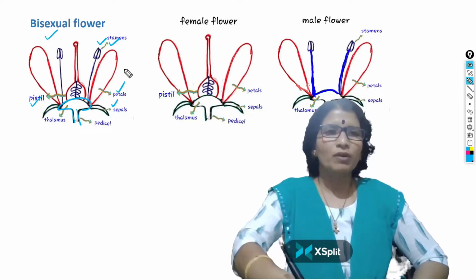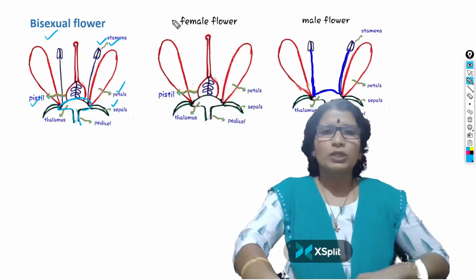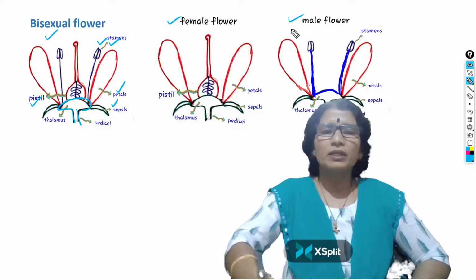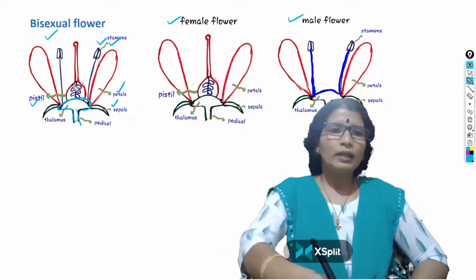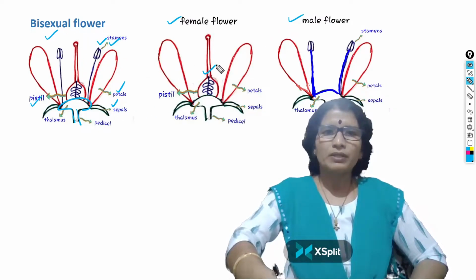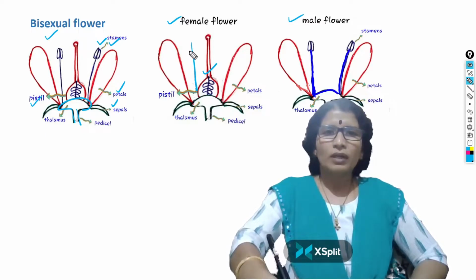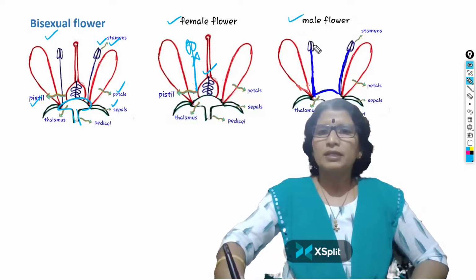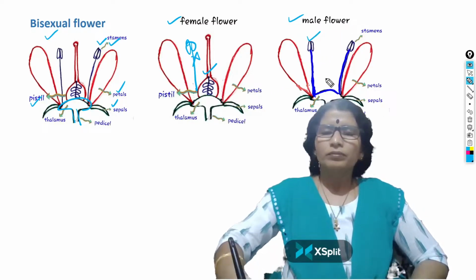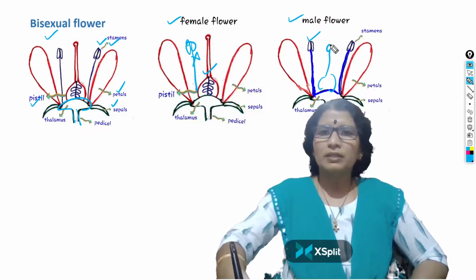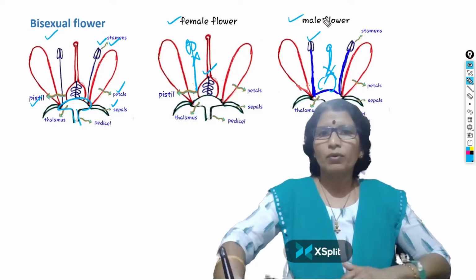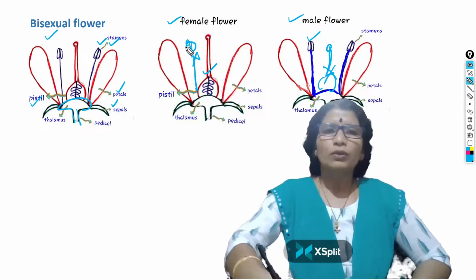This is a bisexual flower. And some plants produce unisexual flowers. Unisexual flowers are of 2 types: female flower and male flower. What is the difference? In a female flower, only the pistil, the female sex organ, is present. There is no male sex organ like stamen. Stamens are absent. In the same way, in male flowers, only the male sex organ, that is stamens, are present. This flower does not produce the female sex organ, the pistil. The pistil is absent. So now you have understood somewhat what male and female unisexual flowers are.